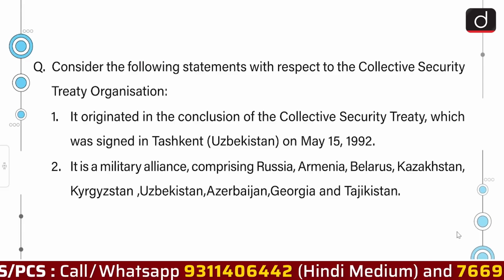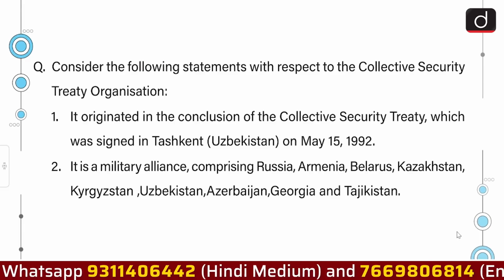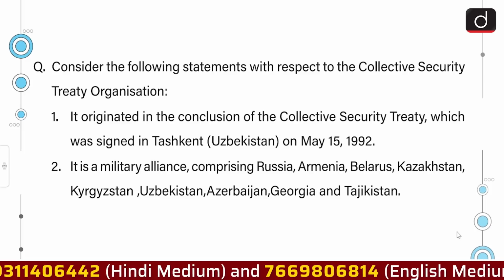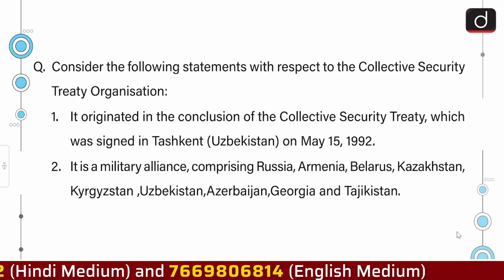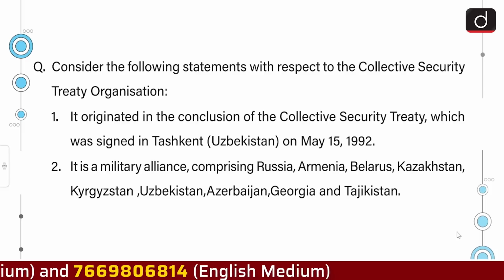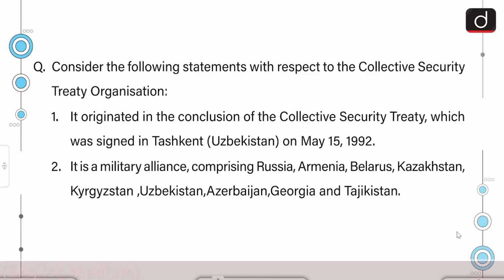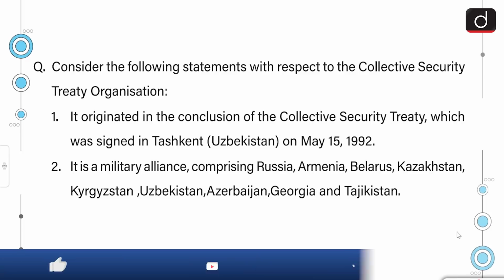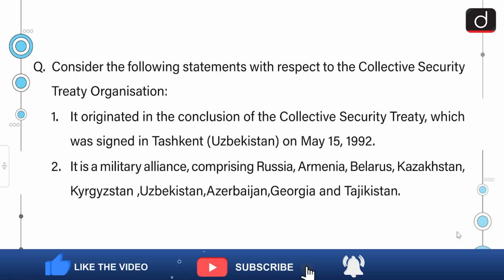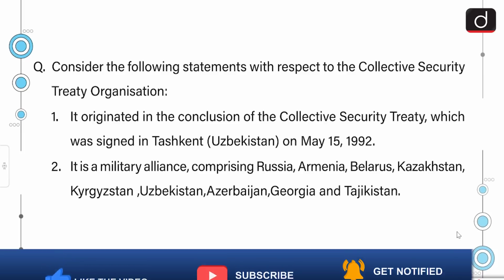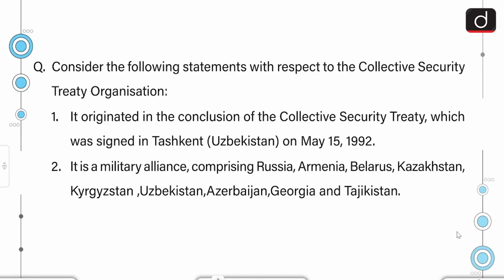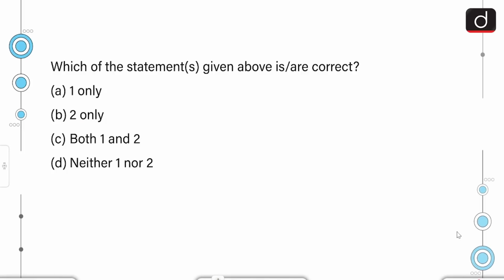Moving on, consider the following statements with respect to the Collective Security Treaty Organization. It originated in the conclusion of the Collective Security Treaty, which was signed in Tashkent on May 15, 1992. And it is a military alliance comprising Russia, Armenia, Belarus, Kazakhstan, Kyrgyzstan, Uzbekistan, Azerbaijan, Georgia, and Tajikistan. We have to select the correct statement. The first statement is definitely correct. The second is not, because it was earlier there for only 5 years. When it came to renewal, Azerbaijan, Belarus, and some other countries did not want to continue it, so obviously we have to minus certain members. Option A will be the correct answer.